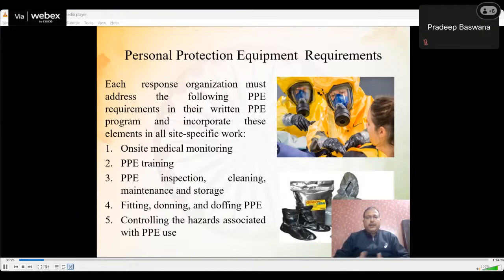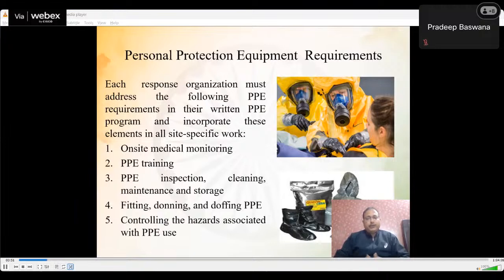Here I put on-site medical monitoring first, then PPE training, PPE inspection, cleaning, maintenance and storage, fitting, donning and doffing PPE, and controlling the hazards associated with PPE use. So we have to focus upon all the parameters, or say all the cycles should be completed. It is not that we provide certain material to our group of responders, and then when they go on site they fail.